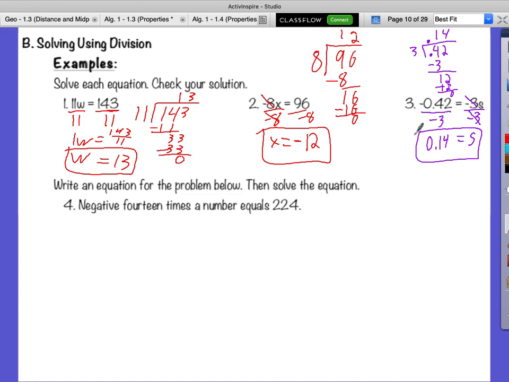Okay. We're gonna write an equation for this problem here, and we're gonna solve it just like we did a little bit ago, not with multiplication, with addition and subtraction. We're gonna write the equation from the words. -14 times the number equals 224. I want you guys to try writing that. Not solve it. I want you guys to try writing what that would be.